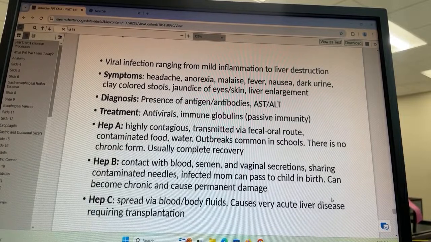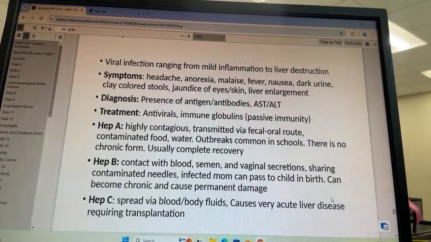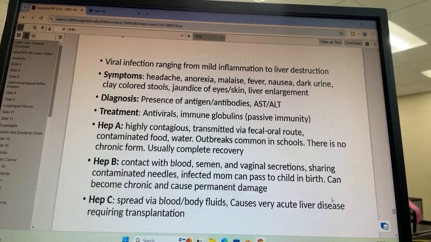So various symptoms of hepatitis include headache, anorexia, again, just the loss of the desire to eat, malaise, just a general unwell feeling, fever, because you're fighting some kind of infection, nausea, dark urine, clay-colored stools is one of the different symptoms for this. Usually a lot of the GI symptoms are very similar, like nausea, vomiting, bloating, diarrhea. They're kind of all the same. Clay-colored stools is one of the differences. So when you see that, you'll know that, okay, this is one that's different from the other ones. It kind of clues you in that it's going to be hepatitis.